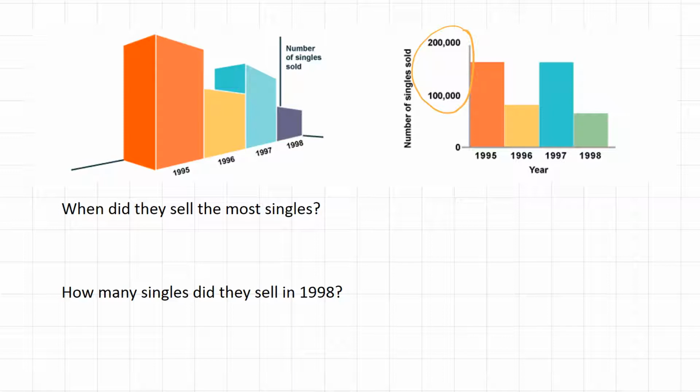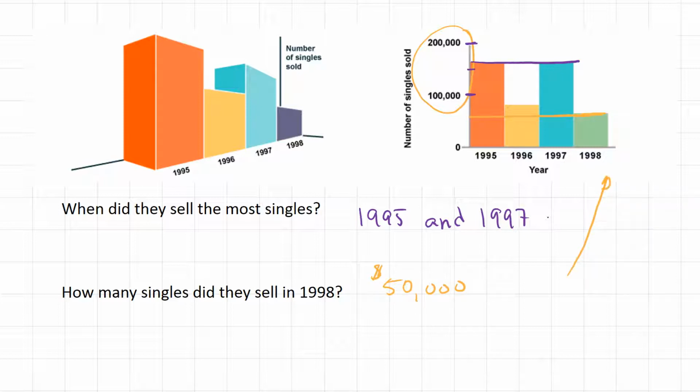So by looking at it straight on, we can see that in 1995 and 1997, they have the same number of singles sold. And it's approximately, if this is 10,000 and this is 20,000, I would say, and this is halfway, maybe 160,000 approximately. So when did they sell the most singles? In 1995 and 1997. And how many singles did they sell in 1998? So in 1998, they sold, I'd say, about 50,000. So this graph gives us way more information than this one.